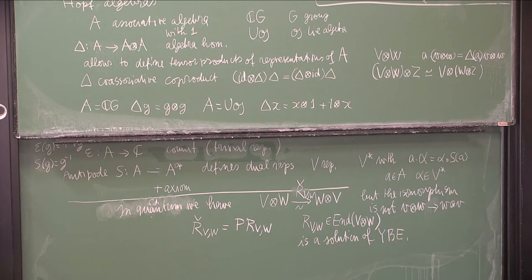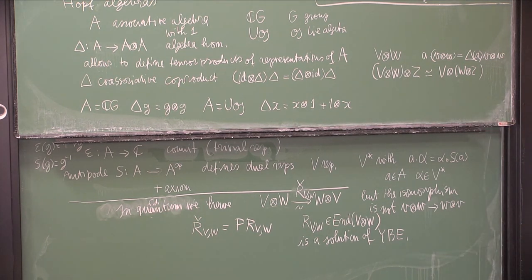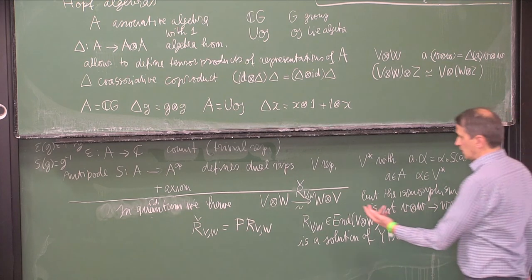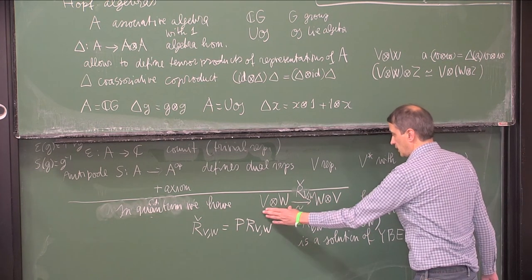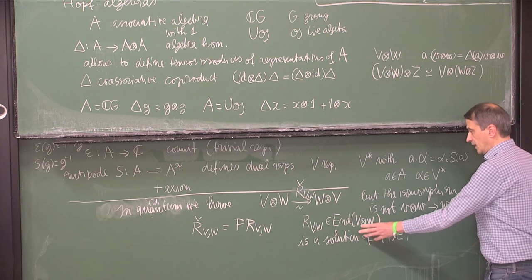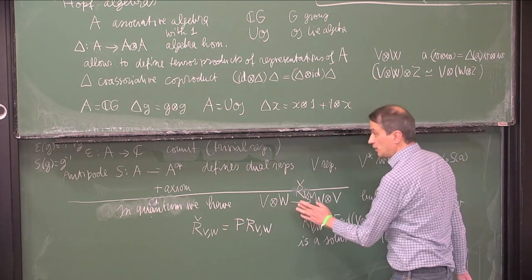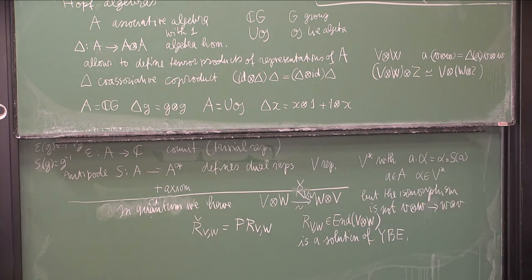So this was the idea of how to find the solution of the Yang-Baxter equation. You start with a Hopf algebra, and you construct those maps, which are isomorphisms between different orderings of tensor factors. The axioms will tell you that you can choose those in a consistent way, namely in such a way that if you go from V tensor W tensor Z to Z tensor W tensor V in two different ways, you get the same answer, and this is the Yang-Baxter equation.